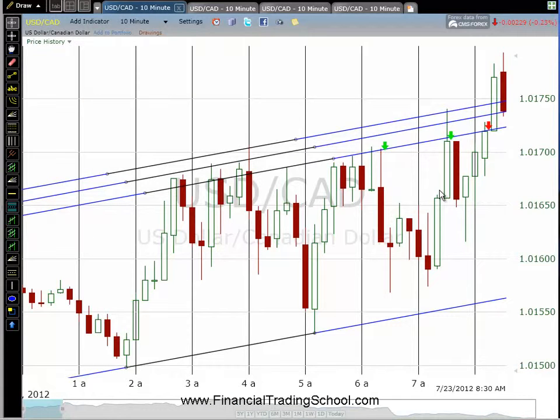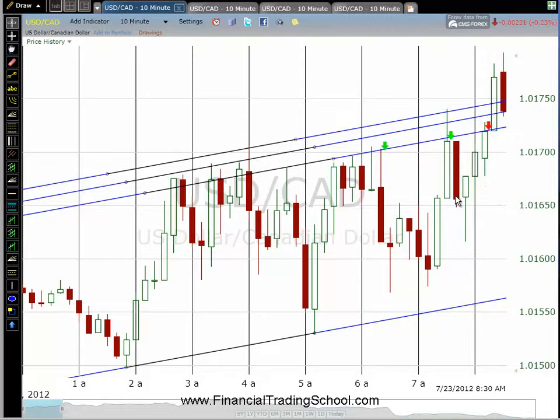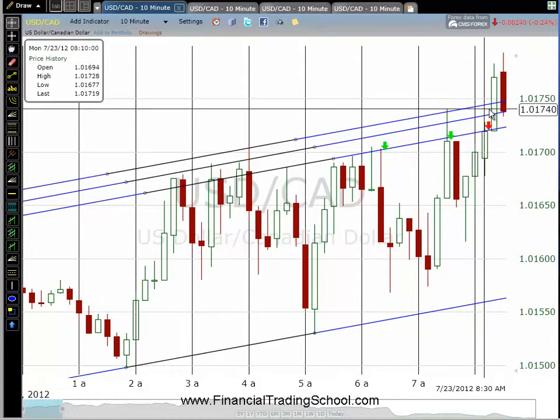So let's just see if this is a new spike. So this is not a new spike. If it is a spike, it's probably a random spike. So at this point we're watching, unless you want to trade the initial breakout, right?